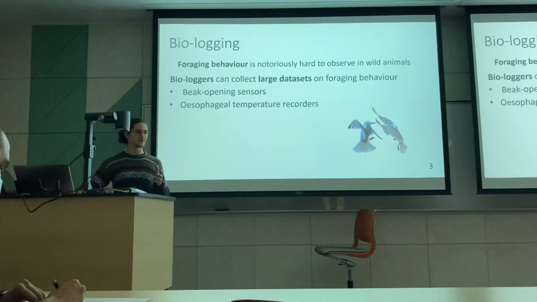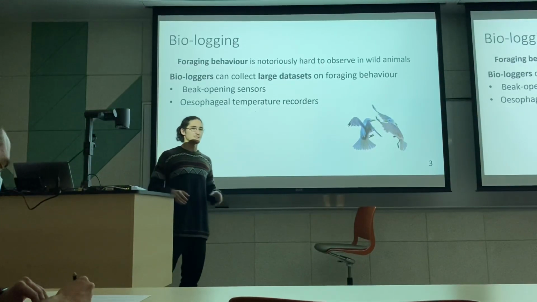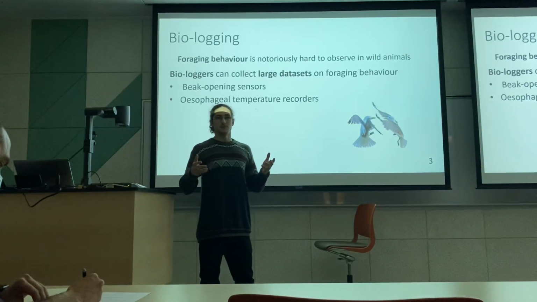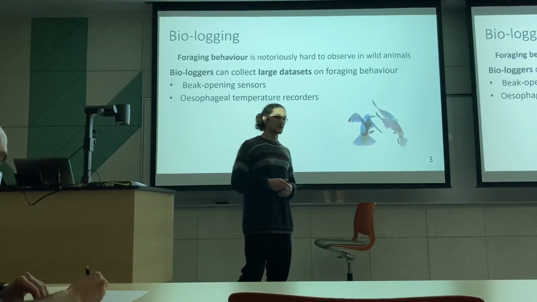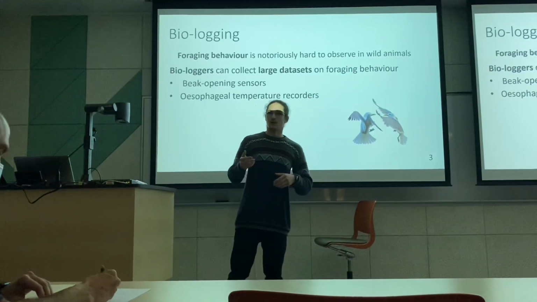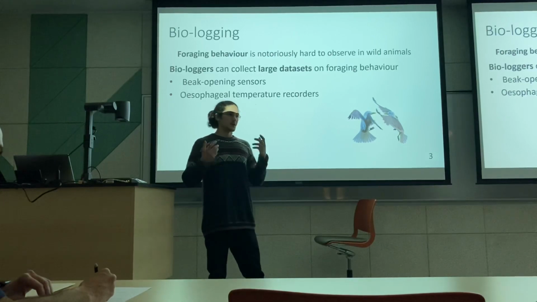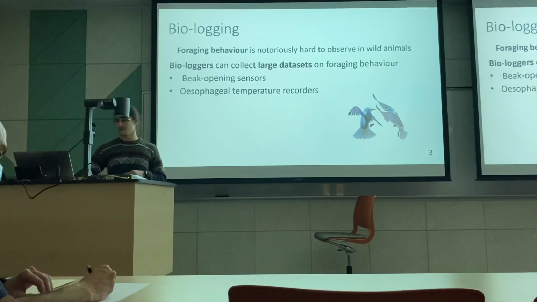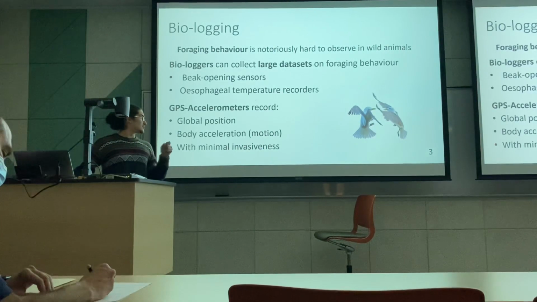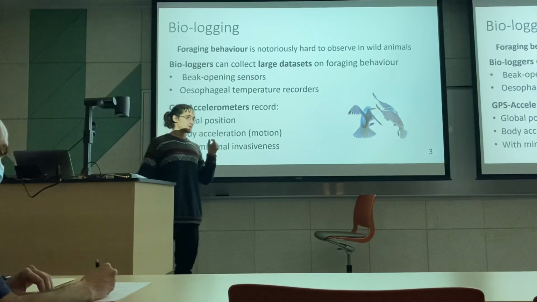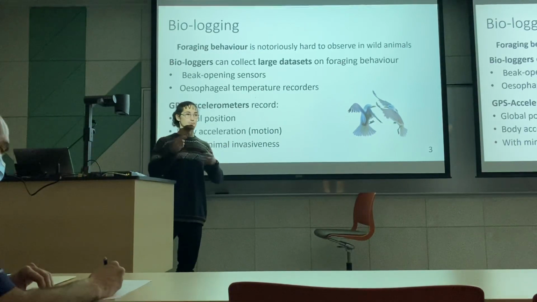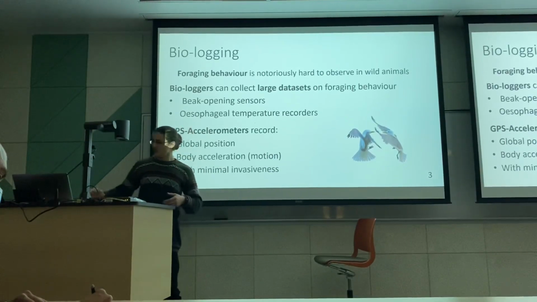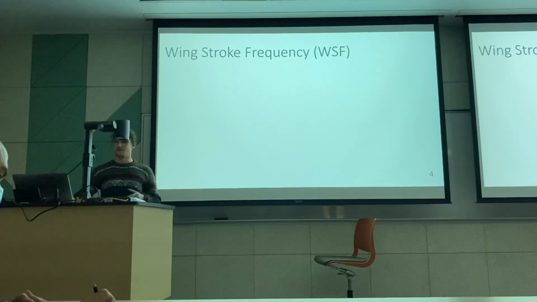Biologgers are little devices that collect enormous data sets, in this case on foraging behavior. Such biologgers can be found as beak opening sensors to detect prey capture attempts, or esophageal temperature readers that detect cold fish as they enter the esophagus of a seabird as it is ingesting it. In our case, we're looking at GPS accelerometers, which measure body acceleration and global positioning. So we know how the bird is moving and its whereabouts, and with minimal invasiveness.